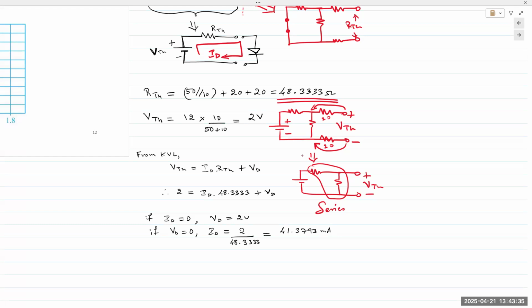From there, if you want to find 2 points of the line, we plug in ID equal to 0. VD is the source, 2 volts. And if VD is equal to 0, then diode current ID is 41.3793 milliamps. Okay.